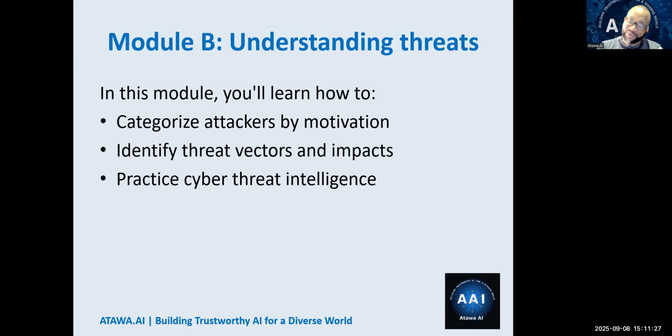So in module B, this is part of the same chapter 1. You need to have an understanding of threats. Okay, what is happening on my network, on my system. So here, categorize the attacks by motivation, identify the threat vectors, their impact, and some cybersecurity threat intelligence, right?